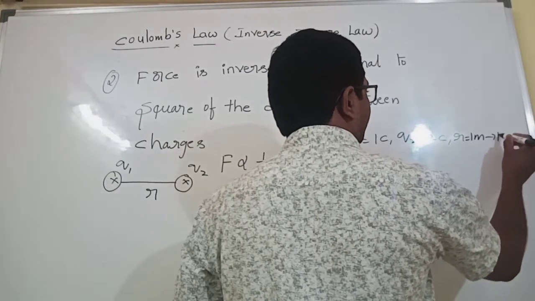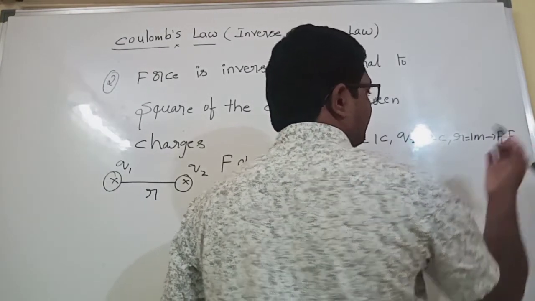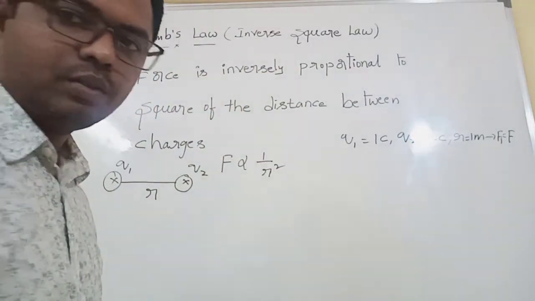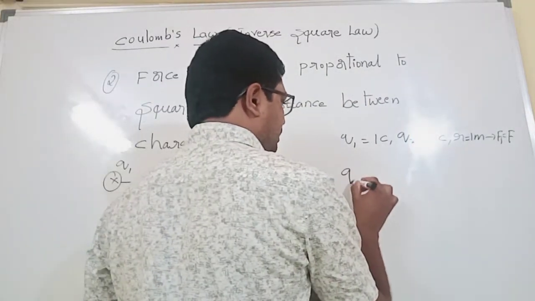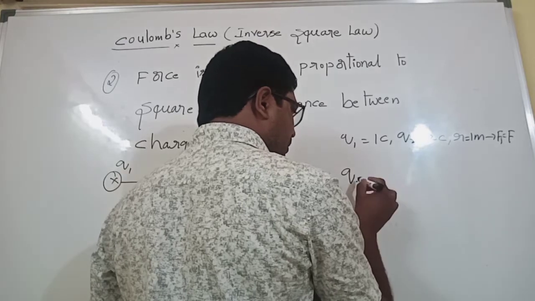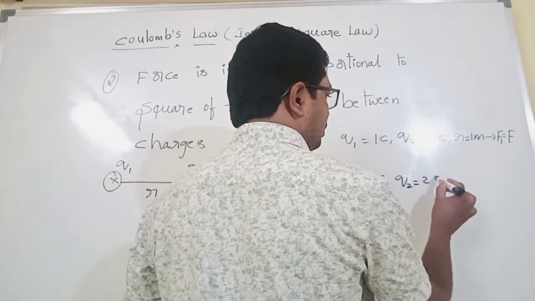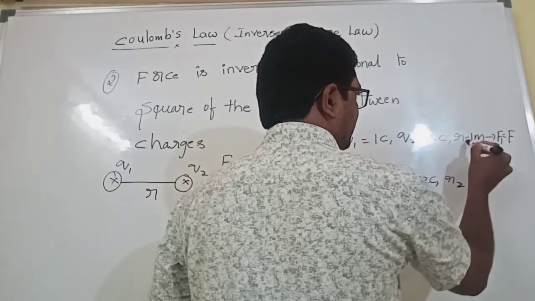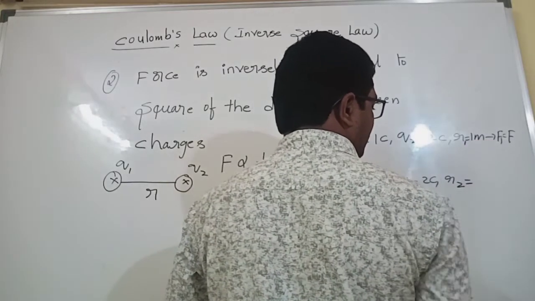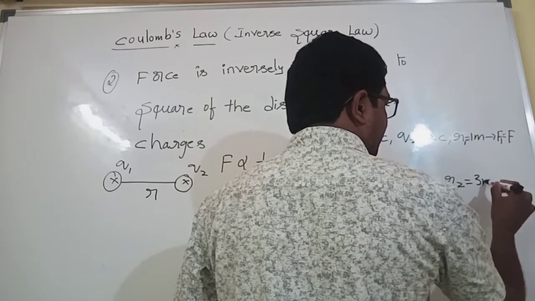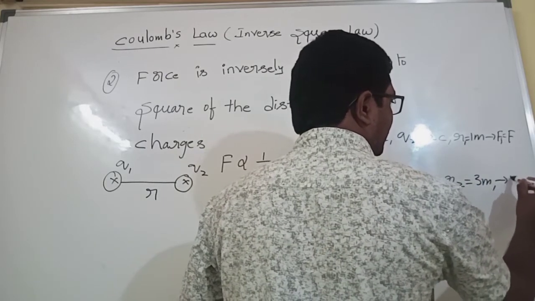That time the force F1 is equal to F. Now I am not changing the charges: again Q1 is equal to 1 coulomb and Q2 is equal to 2 coulombs. Let this be R1, and R2 is equal to 3 meters of distance. Then what is the F2 value?